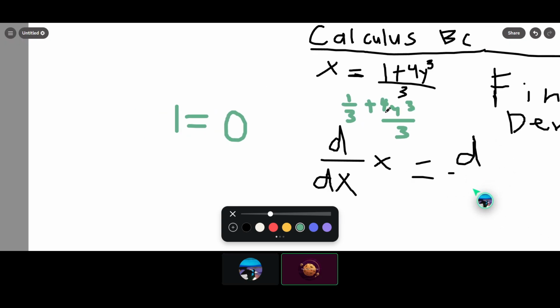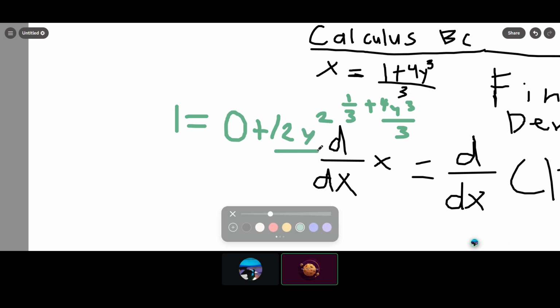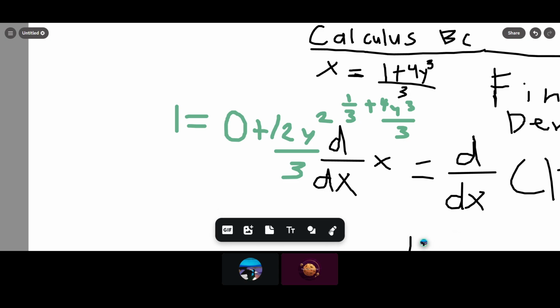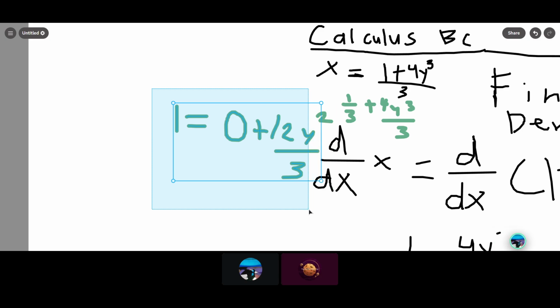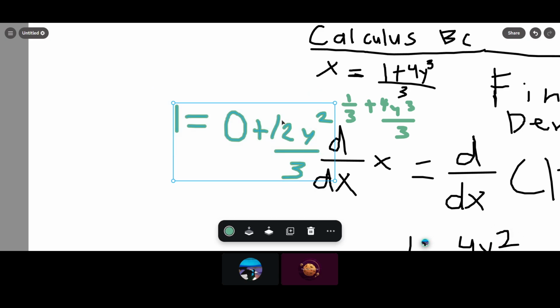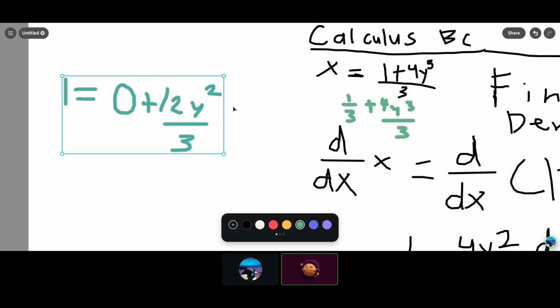Okay, so next step is we're going to do 4y cubed over 3. So since this is a derivative, it becomes plus 12y squared over 3. And let me just move all this here so we can get a better look at it.